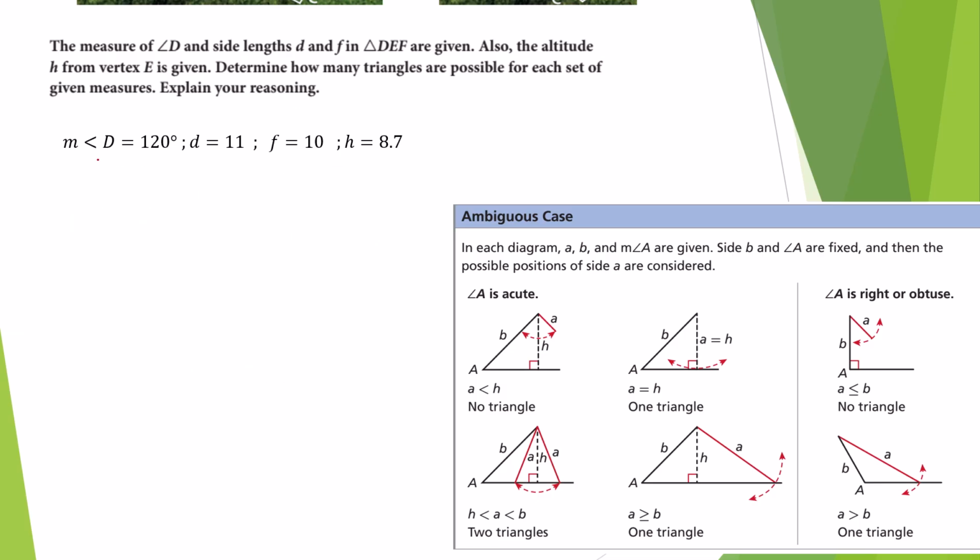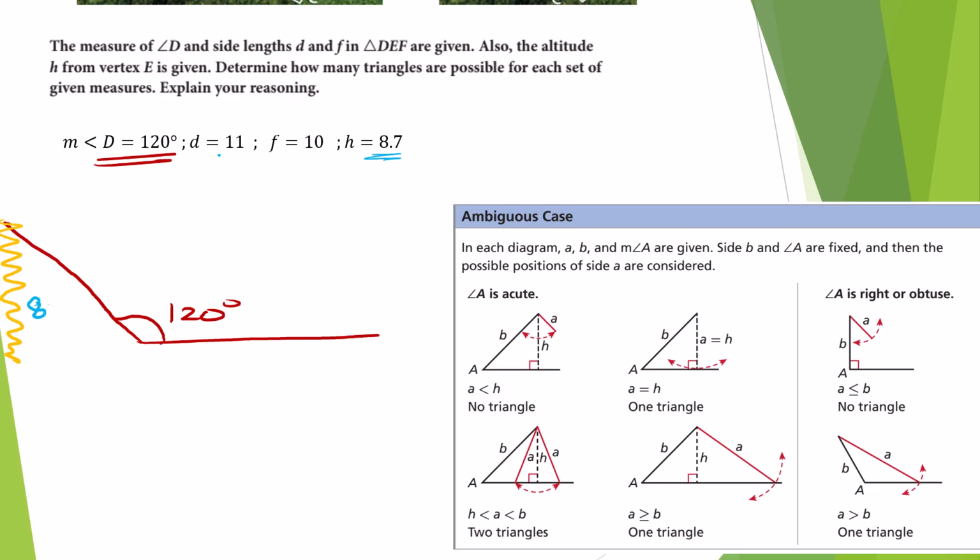Now here the angle is obtuse. Let's try to make the obtuse angle here 120 degrees. From here, I will just drop a height from the vertex E. I will drop a height over here. And now I will try to find out my measurements. D is 11, H is 8.7. This is a good sign. F is 10. So this is my F, F equal to 10.